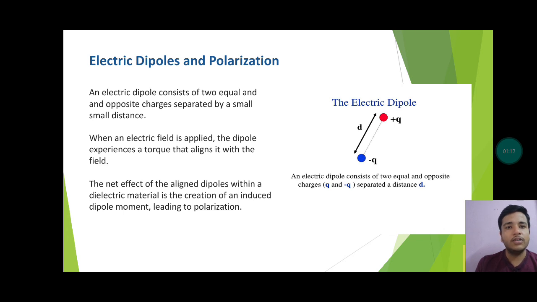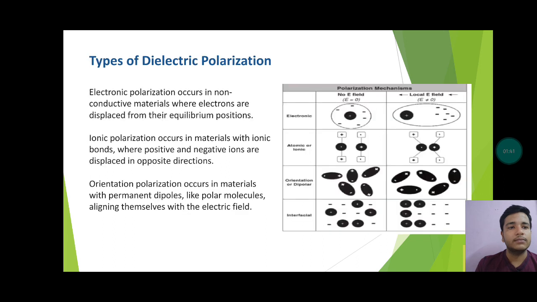And let's see what electric dipoles and polarization are. An electric dipole consists of two equal and opposite charges separated by a small distance. When an electric field is applied, the dipole experiences a torque that aligns it with the field. The net effect of the aligned dipoles within a dielectric material is the creation of an induced dipole moment, leading to polarization.